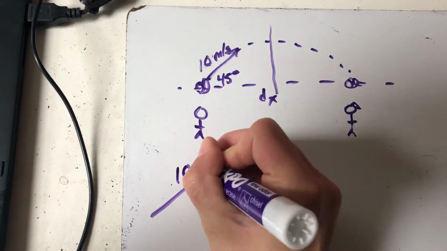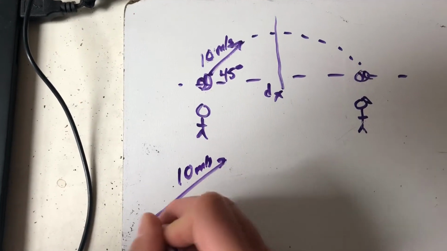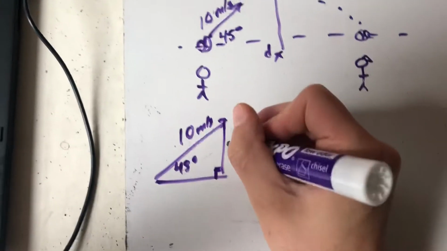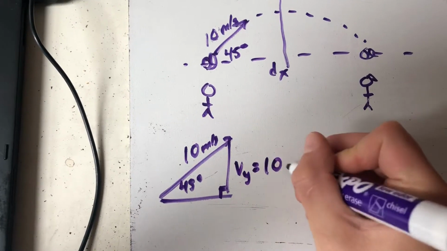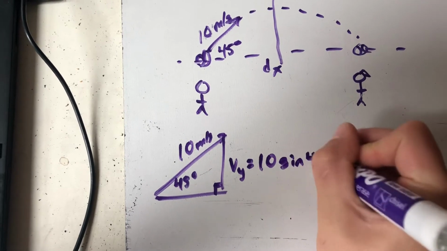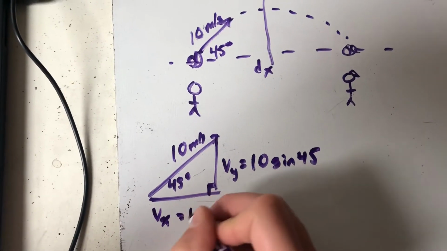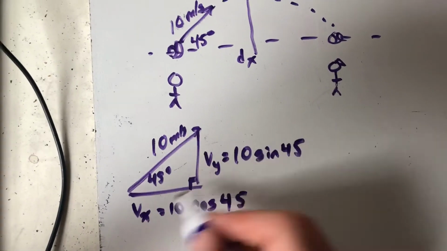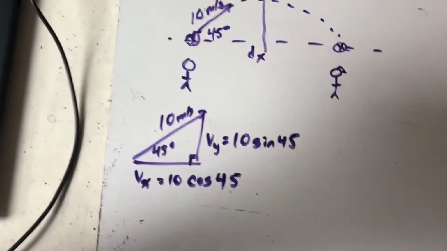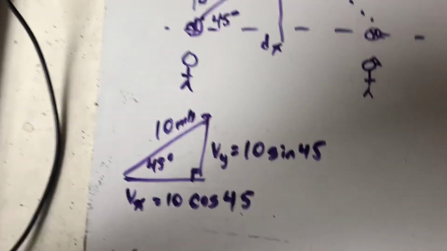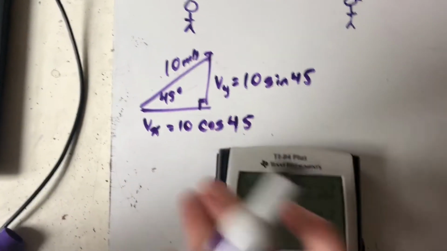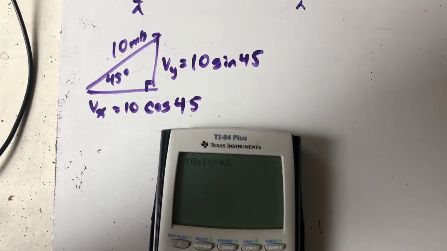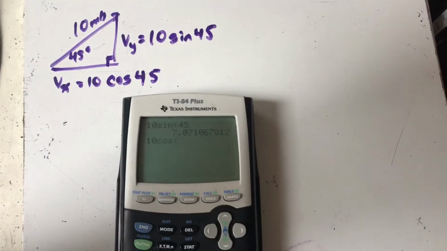So we can actually, with 45 degrees, do it this way if we want to think of it as a triangle. Vy is going to be 10 sine 45, and Vx is going to be 10 cosine 45. And what we're going to find here is that they're actually going to be the same because it's directly a 45-degree angle, but that's not going to be the same for every problem. So just know that horizontal and vertical velocity are not always equal. So 10 sine 45, 10 cosine 45.